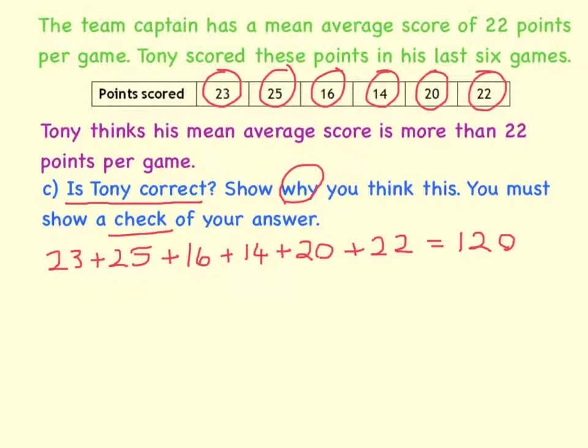Now we need to divide that 120 by 6, because 6 is the number of scores. 1, 2, 3, 4, 5 and 6. We know that's right because these were the points that he scored in his last 6 games. If we divide 120 by 6, we get 20. So the answer, was Tony correct? No, he wasn't. And we've shown why we think this.